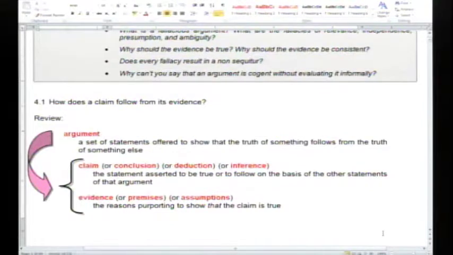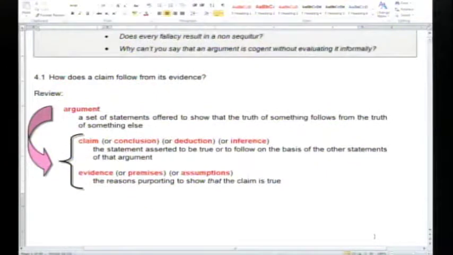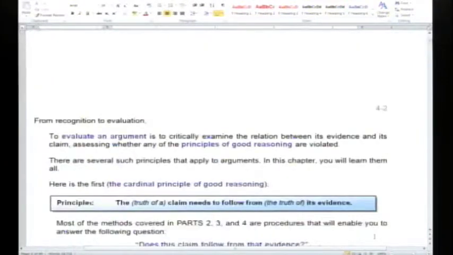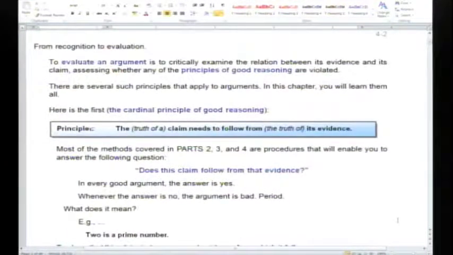So you want to be able to avoid violating those principles yourself, but you also need to be able to recognize when someone else does in order to settle whatever the issue is. So the first principle of good reasoning that applies to arguments is in the text what I call the cardinal principle of good reasoning. And I'll state it this way. The truth of a claim needs to follow from the truth of its evidence.